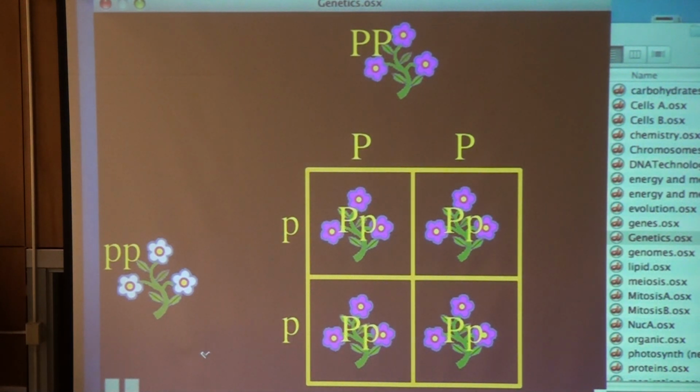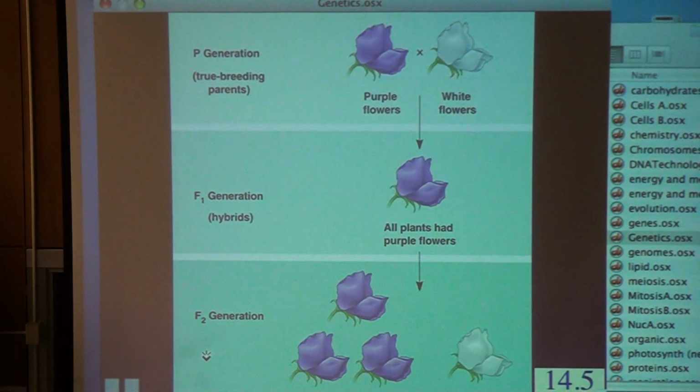And so this Punnett square would predict that all of that generation, which is called the F1 generation, would be purple. And that's exactly what Mendel saw in his F1 generation. All these guys are purple phenotype, and their genotype is big P, little p.